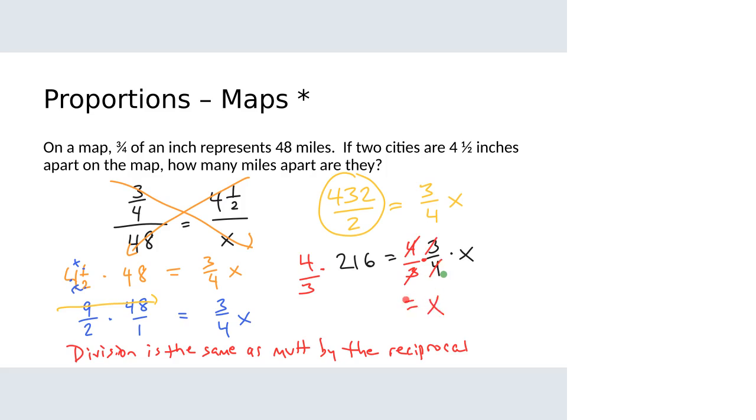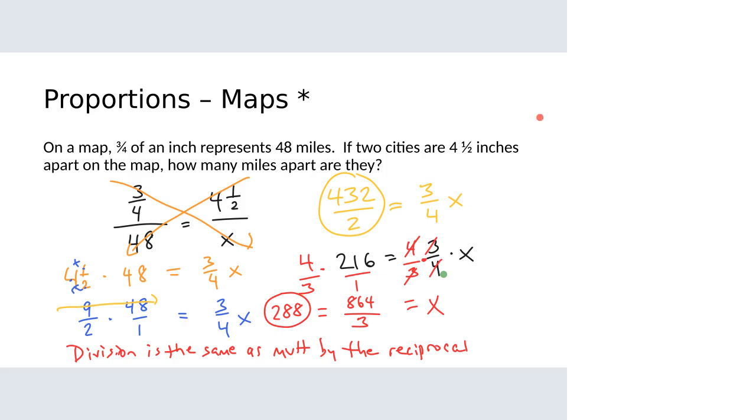On the left-hand side, well, I can just rewrite 216 as a fraction, 216 over 1, and now I can do 4 times 216 is 864. On the bottom, I have 3 times 1, that's 3. And then the last thing I need to do here is divide by 3 to end up with 288. So if 3/4 of an inch is 48 miles, and they're 4.5 inches apart, then they're 288 miles apart.